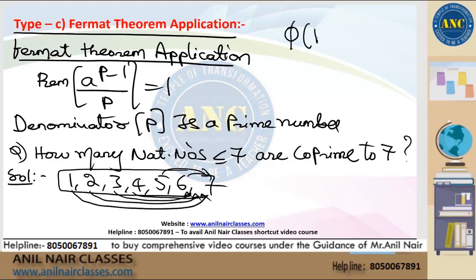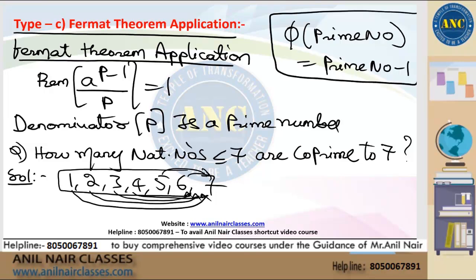Remember, totient function of a prime number will always be prime number minus 1, except 2. Remaining all the prime numbers are odd numbers. What is odd minus 1? Even. Right? Please write down this point.